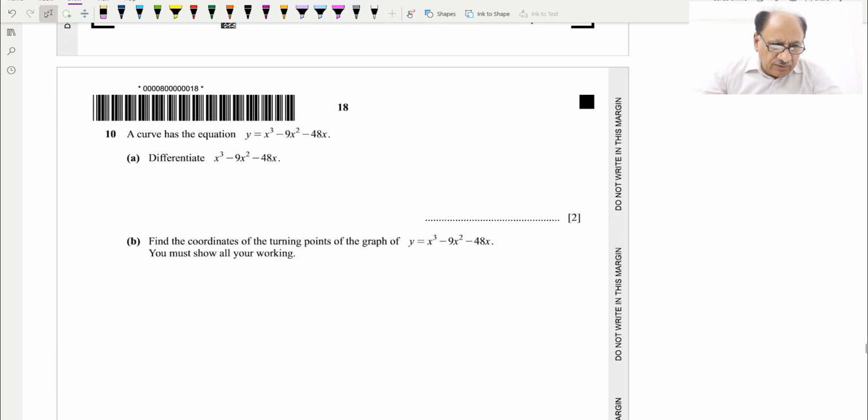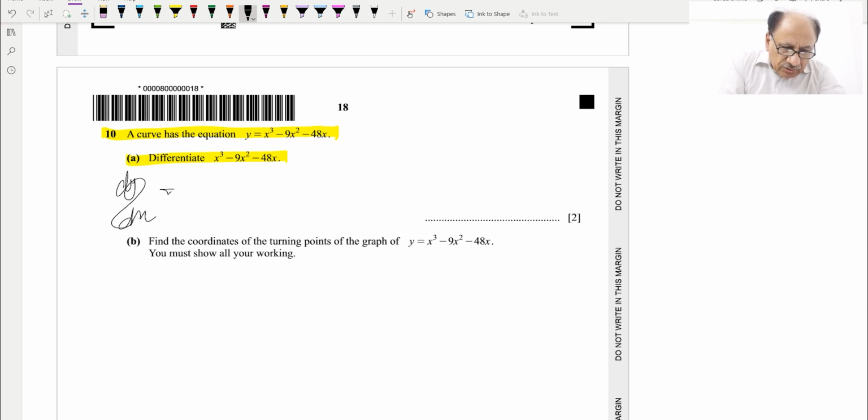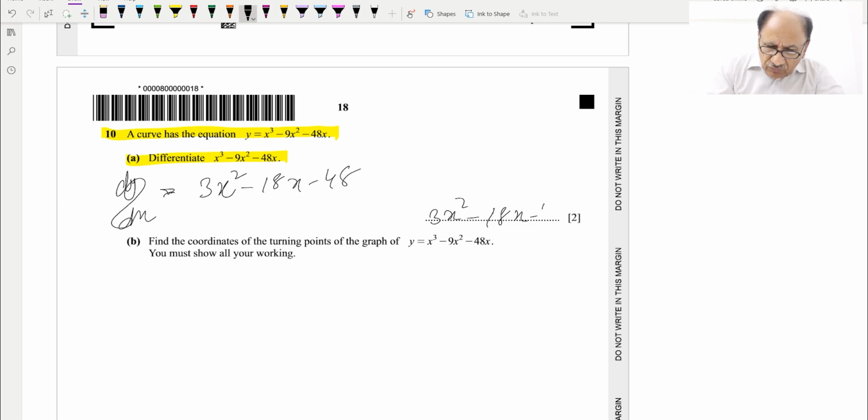Now question number 10. Question number 10 is differentiation. They are saying a curve has this equation, differentiate this. So differentiate means we can write dy by dx is equal to what? This is equal to 3x square. You know, we are pulling the power first and reducing the power by 1. So minus 9 into 2 will be 18x, and minus 48. This will be the answer which we can write over here. It's only a 2 mark question which we have done.